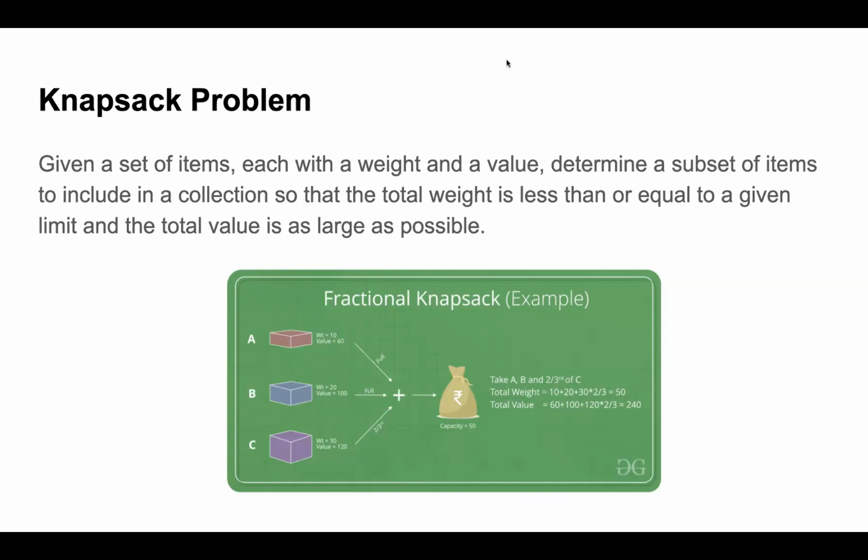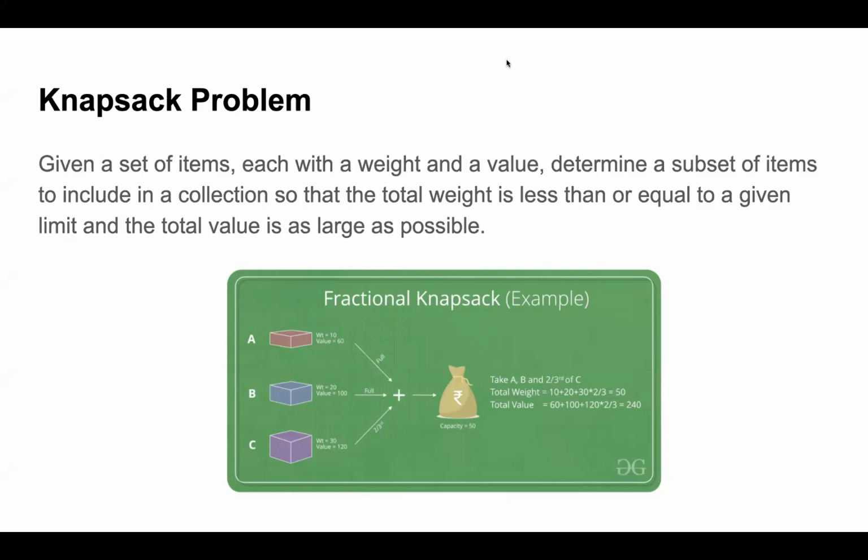Why are we calling it a fractional knapsack? Because we have taken a fraction of one of the given items. The C item, we divided it, we fractioned it, we parted it. Of block C, 2/3 we have taken, so it becomes 20. So 10 plus 20 plus 20 is equal to 50, which is the capacity of our knapsack.